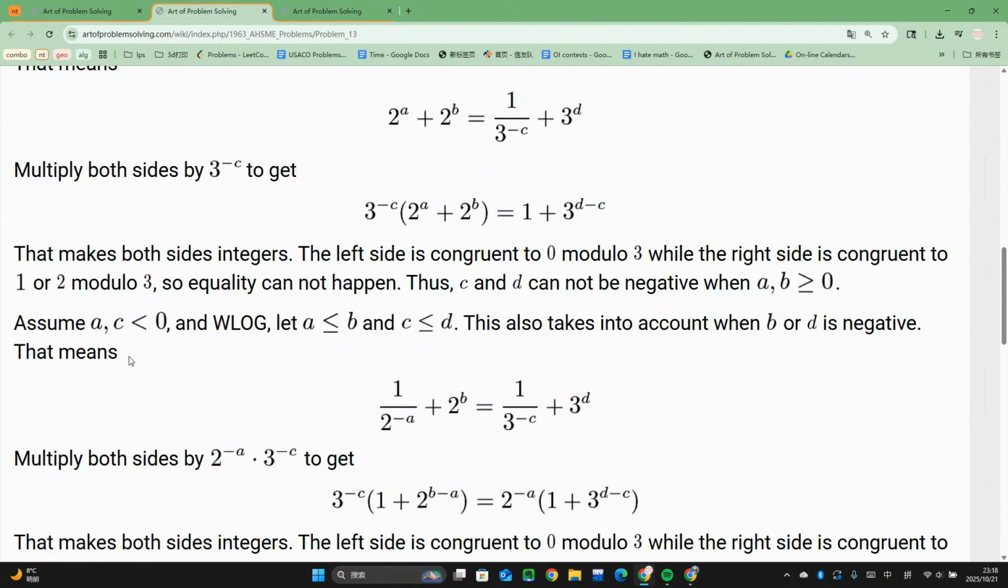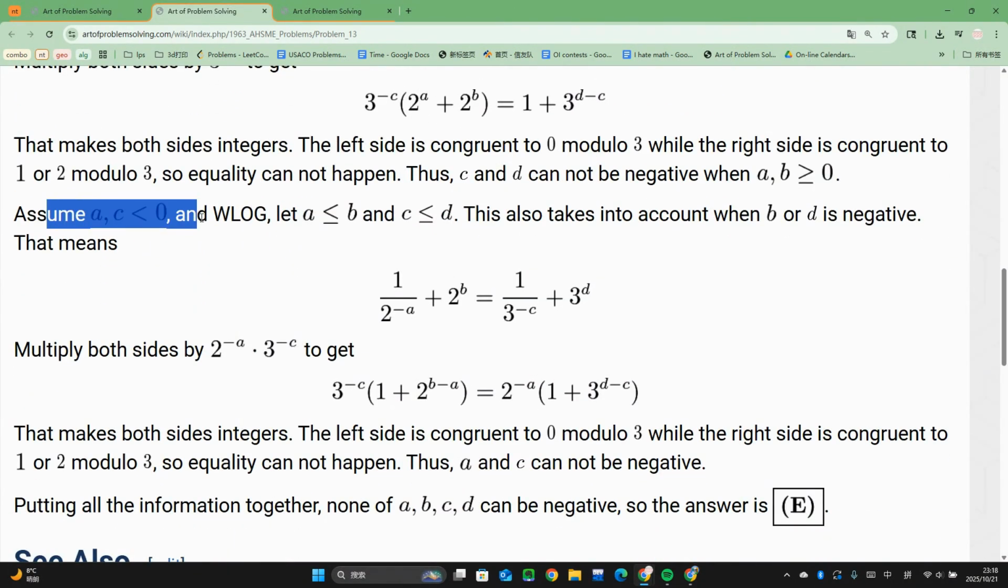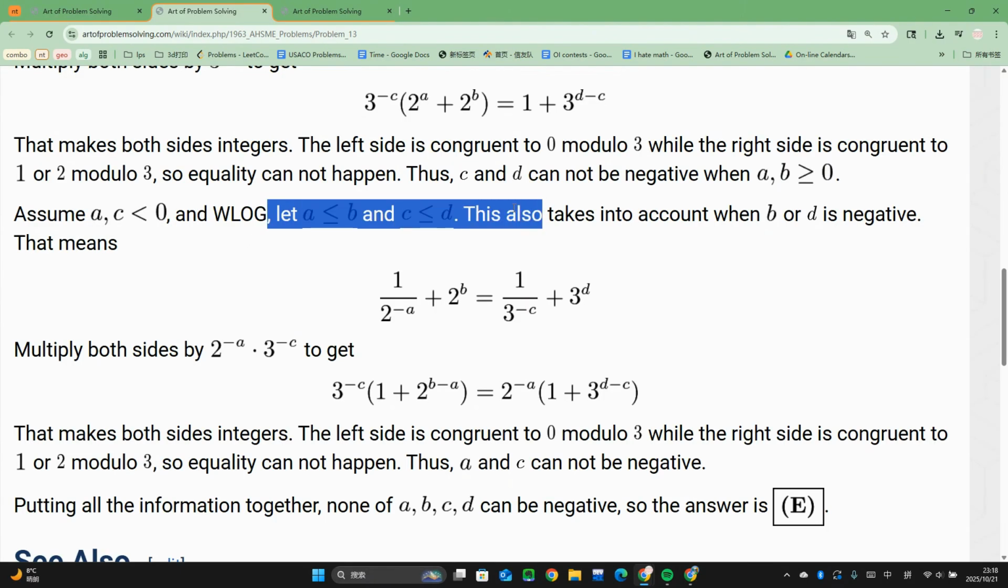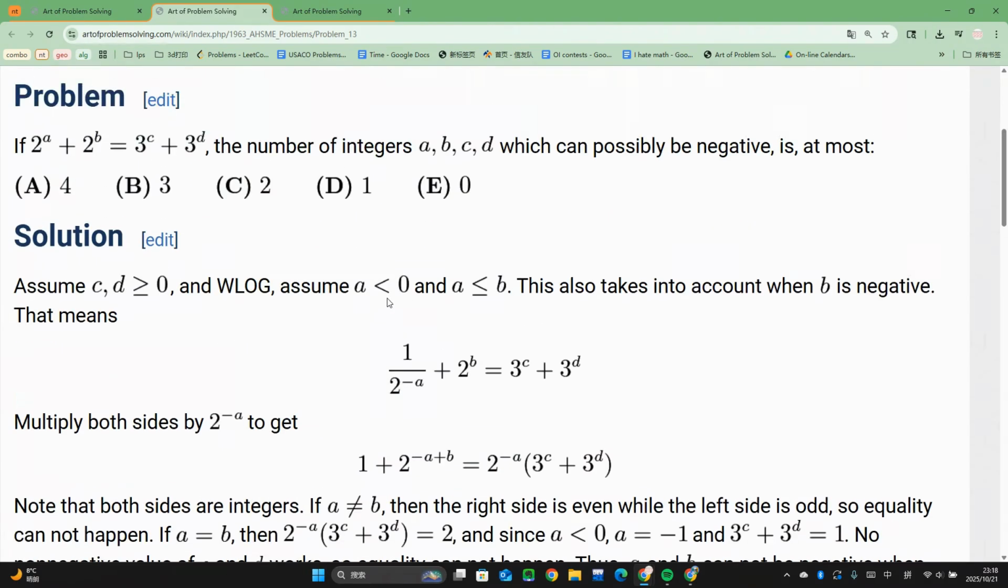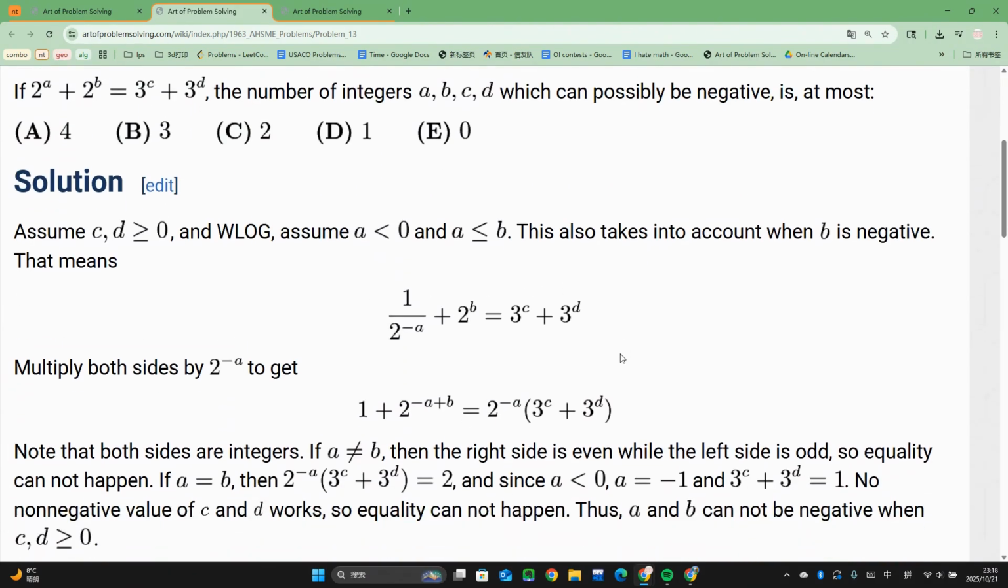And then finally, when a and c, or d and b, obviously, because a and b and c and d are interchangeable, are less than 0, and the other ones, b and d, are not. So now we have to prove how many of these situations work.